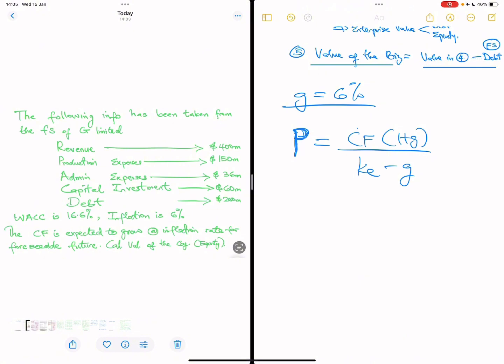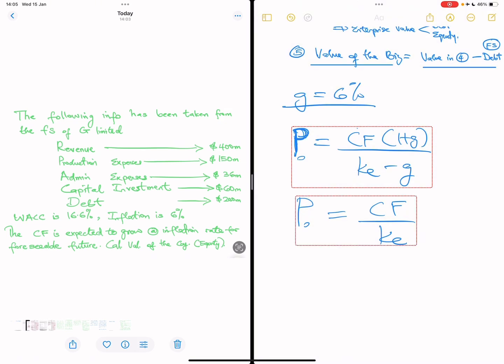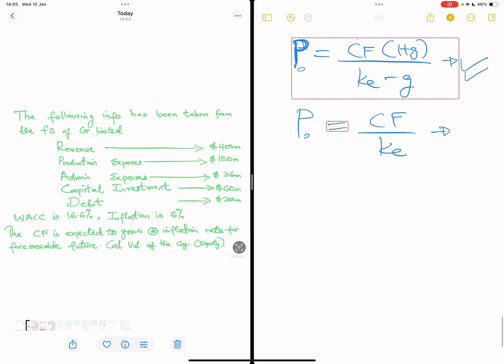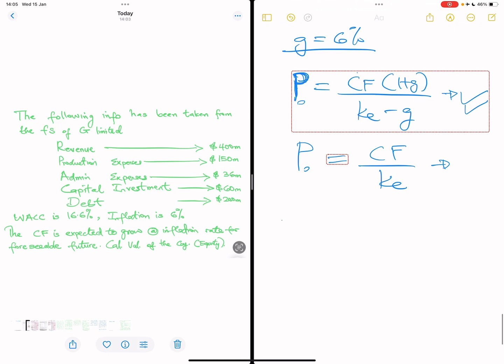If there was no growth, that means G will be 0 and price will just be cash flow divided by KE. Remember, this is your perpetuity formula without growth, and this is your perpetuity formula with growth. But because there's growth here, this is the formula that we're going to be using. And in that case, we need to calculate what's our net cash flow. That's the first thing we have to do.